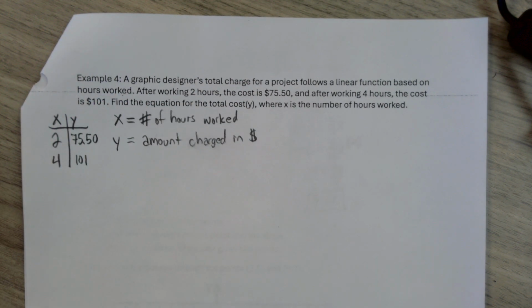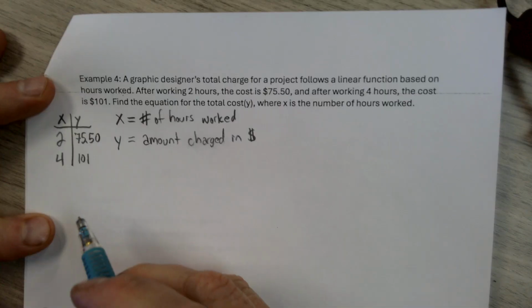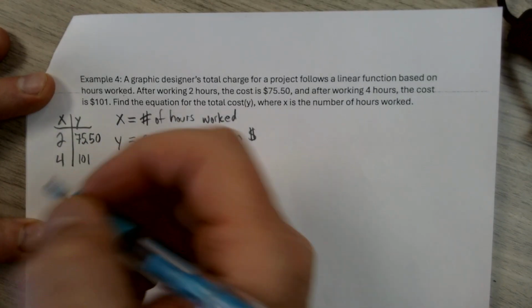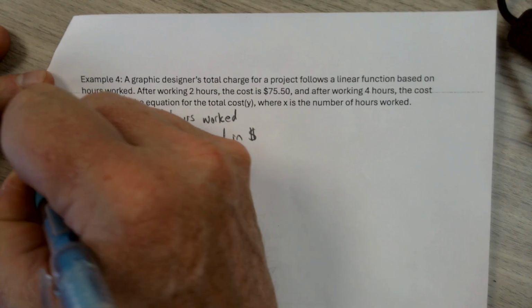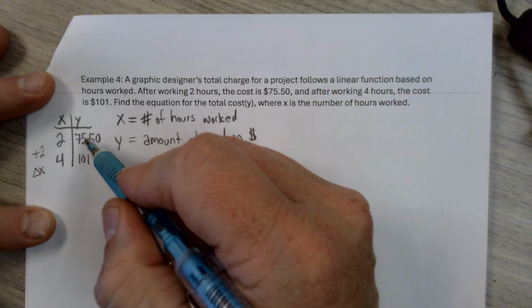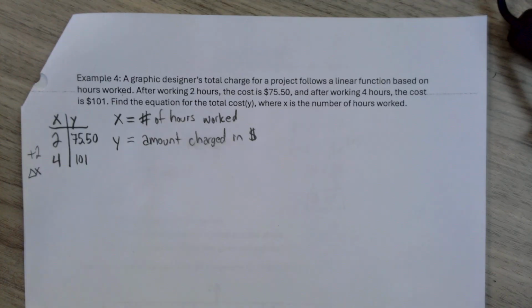Well, we'll go ahead and do the same thing. All right, so looking at this, we can see that hours is x, so we went from 2 to 4 hours, so that is an increase of 2 hours. That's our change in x, or our change in hours. Here we can see we went from $75.50 to $101.